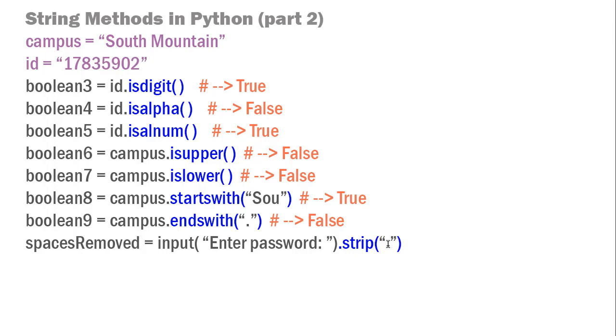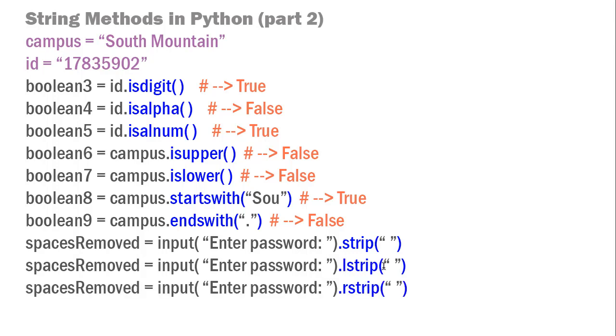If you don't specify the quote, space, quote, it'll still remove the spaces. If you wanted a different character here rather than a space, you could specify that. You can say I want to strip out any periods at the beginning or end of the inputted value or of the string. There's also an lstrip, which removes anything at the beginning, and an rstrip, which removes that character at the end. So in this case, remove any spaces at the end.